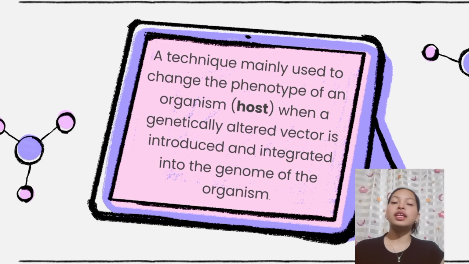A technique mainly used to change the phenotype of an organism host when a genetically altered vector is introduced and integrated into the genome of the organism. So basically, this process involves the foreign introduction of a piece of DNA structure into the genome which contains our genes of interest. This gene which is introduced is the recombinant gene, and the technique is called recombinant DNA technology.